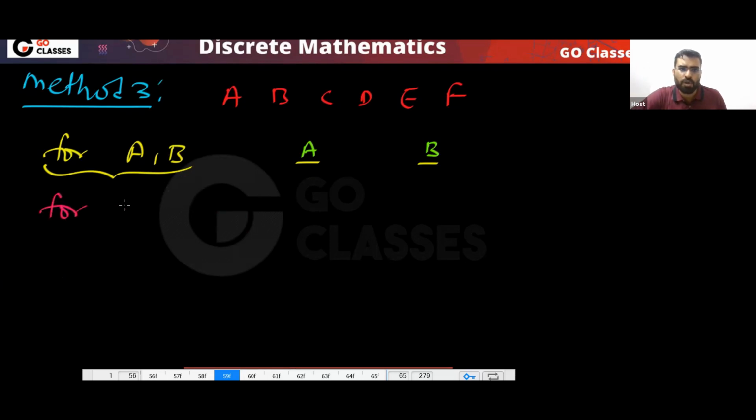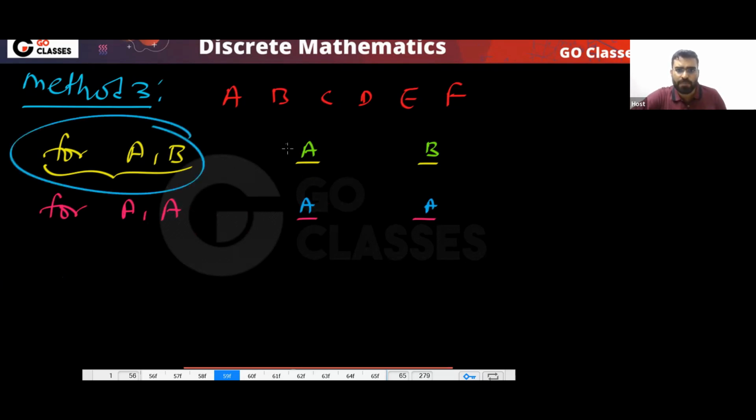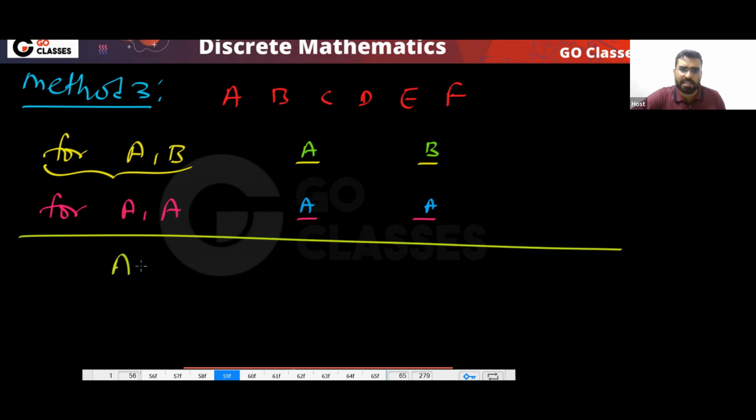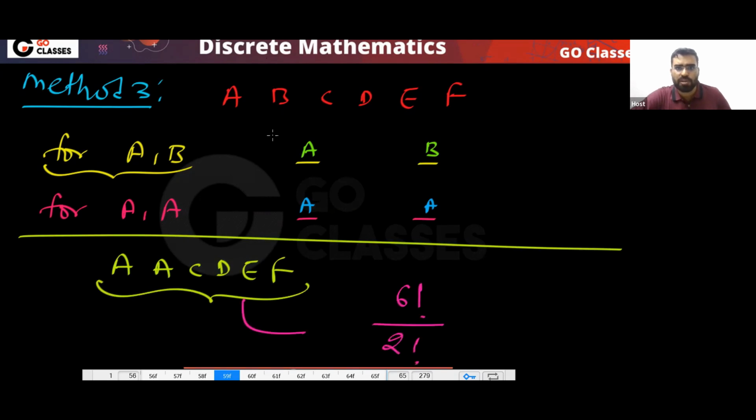Because if you have two same people, how many ways can they be arranged? Only one way. For A comma B, once you find positions, they can only be arranged in one way, so you can consider them the same. So this question changes and becomes: you have A, A, C, D, E, F. So the answer will be 6 factorial divided by 2 factorial.